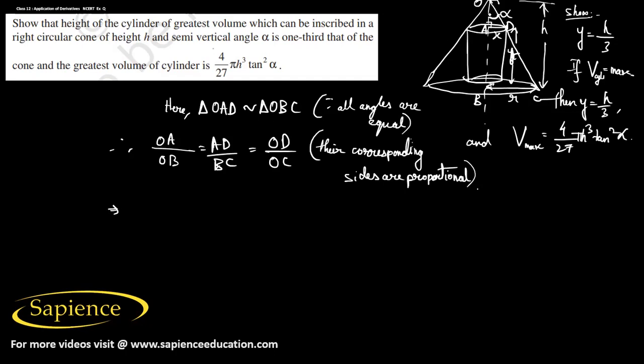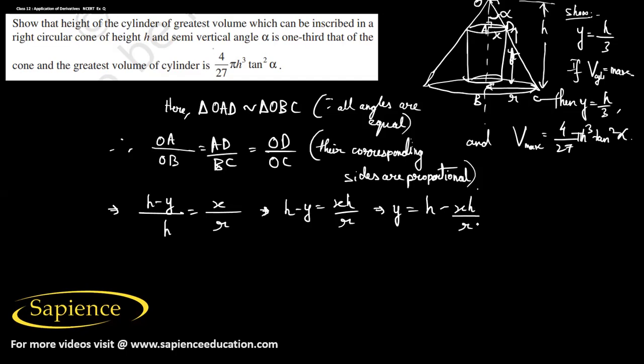So this OA will be equal to H minus Y, by OB, which is H. This will be equal to AD, that is X, by BC, that is R. And OD and OC is not required. So from here, we can see that H minus Y is equal to XH by R. So Y will be equal to H minus XH by R.